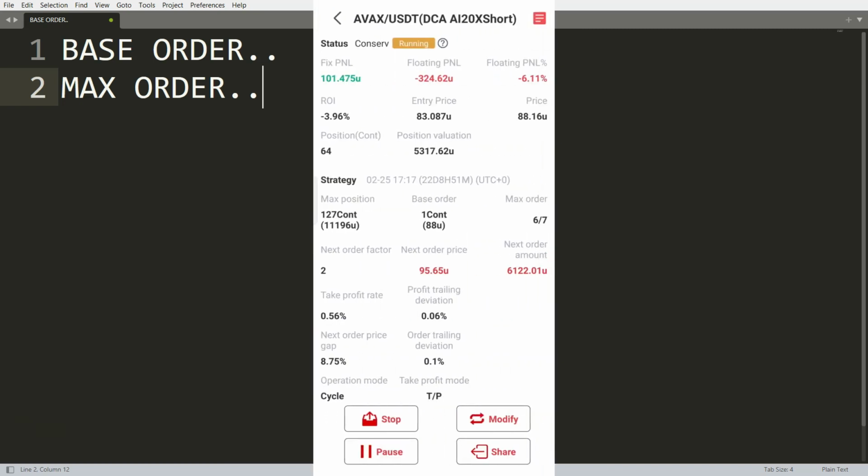And if I look at my AntBot, you can see the max order there. The max order is already 6 out of 7. This is my first time. In 2 months of running AntBot, I hit 6 out of 7. I usually rarely hit 5 out of 7, but this time it hit 6 out of 7 max order, meaning the bot has covered averaging 6 times already.